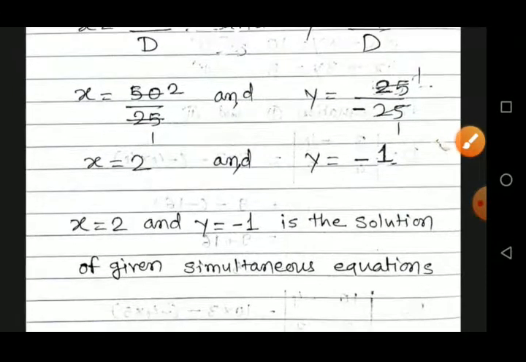Below, how to write down the answer at last. X is equal to 2 and y is equal to minus 1 is the solution of given simultaneous equations. If you want to check your answer is correct or not, substitute these values in any one of these two equations. If you get value of LHS equal to value of RHS, then your answer is correct. This is a useful method for solving the simultaneous equations, and the name of the method is Cramer's rule using determinants.